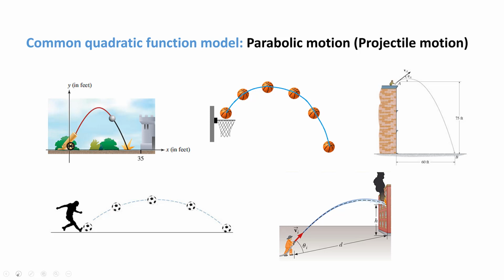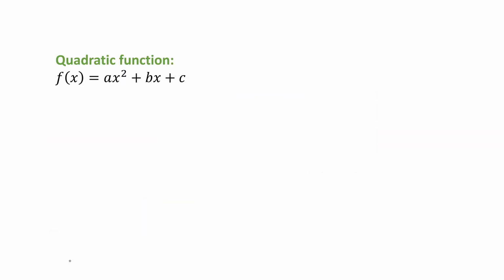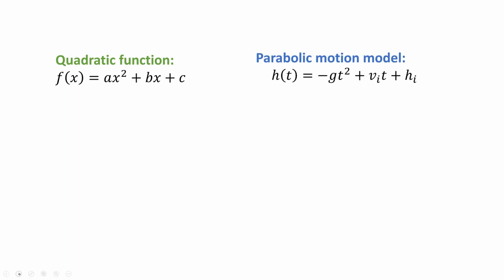Now let's see how we can build the mathematical model of a projectile that's being thrown into the air. Here we have again the general form of the quadratic function. Now let's see the parabolic motion model. If you compare them, you can tell that both functions are pretty much the same. The only difference is the letters, the symbols that it's using. That's because each letter is now representing a specific value. Let's see what each letter represents.